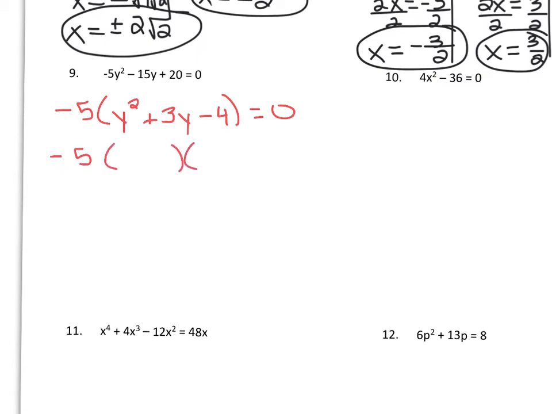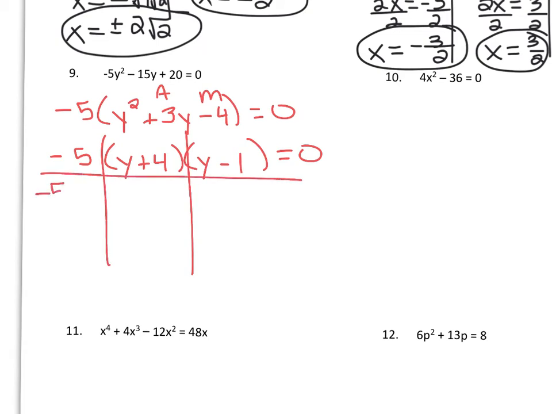So I'm going to set up 2 sets of parentheses, and I'll put a y and a y. And 2 numbers that add to 3 and multiply to negative 4 would be positive 4 and negative 1. Right? This was an easy one. And then when we make a t-chart, we can set each factor equal to 0 and solve.